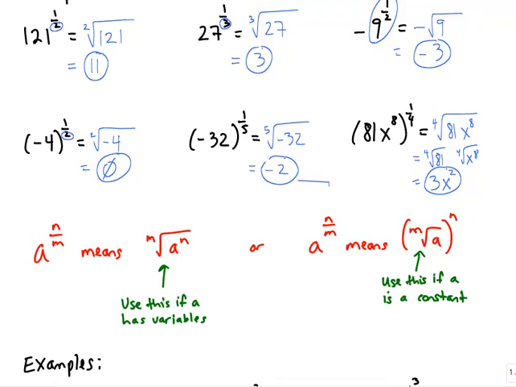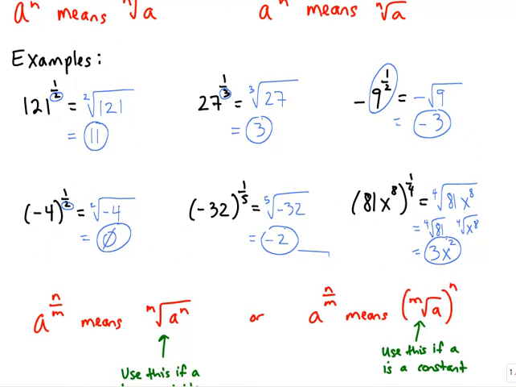Now what all of these last examples had in common was we had fractional powers with denominators that gave us radicals, but the numerators of all these powers were 1.